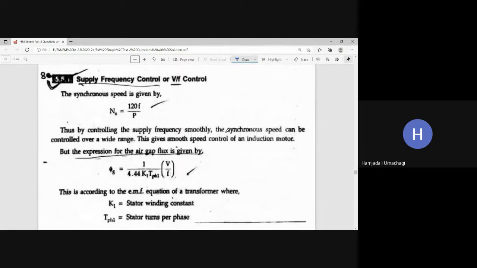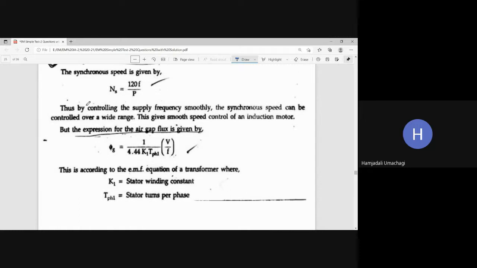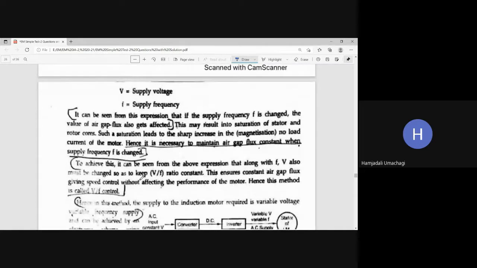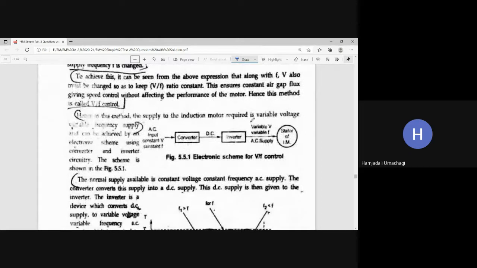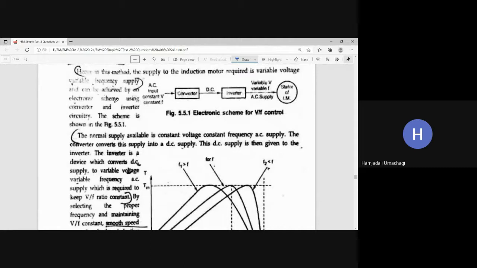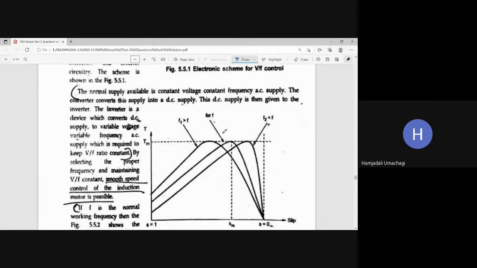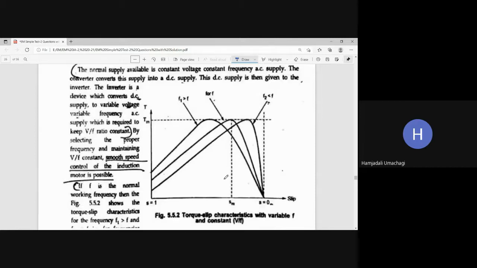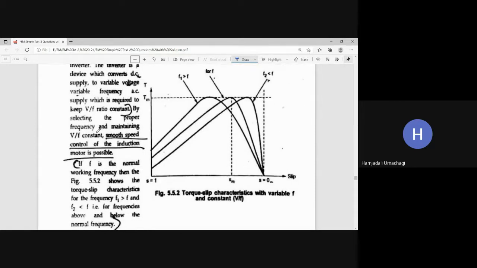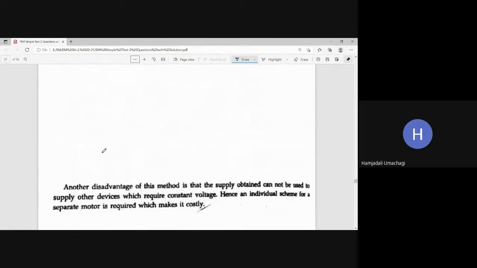If the question is asked like, explain the speed control of induction motor using V by F control or supply frequency control, then you should start to explain from this point, with all these equations and theory part. Then you draw this block diagram. This is very important. Then the associated block diagram explanation follows. Then you sketch the slip characteristics for normal frequency, for frequency f1 greater than f, and for frequency f2 smaller than f. These are the slip characteristics, and all this explanation is given here. And finally you write the disadvantages of V by F control.